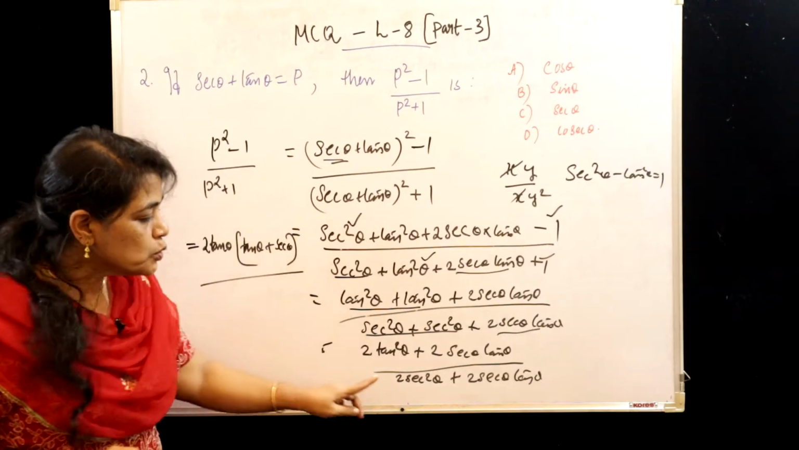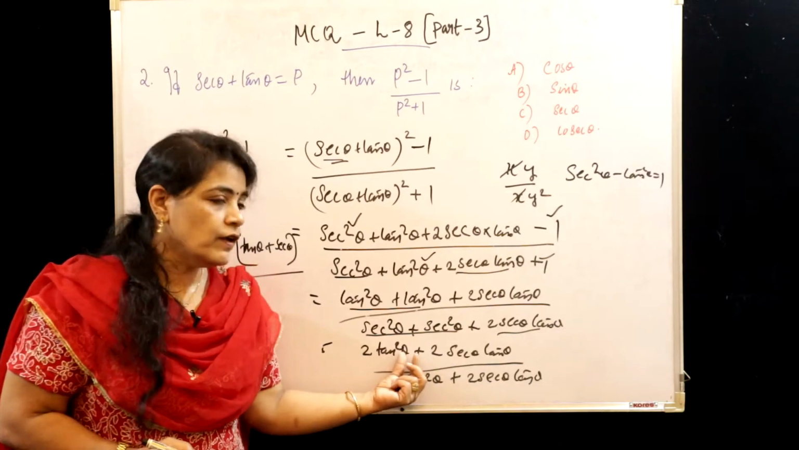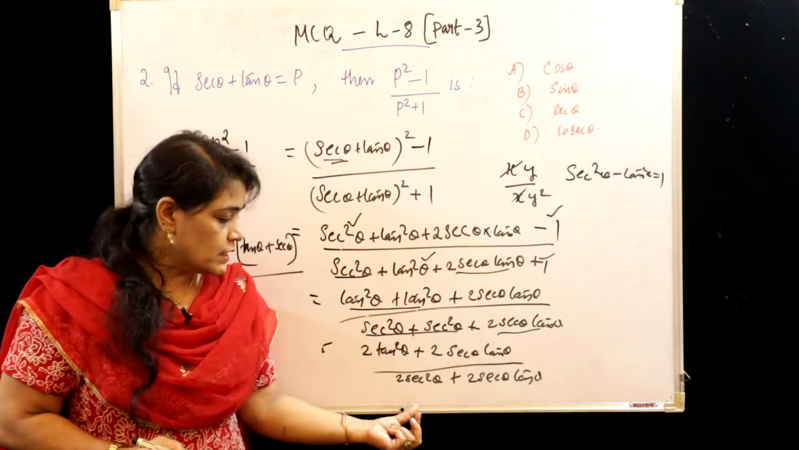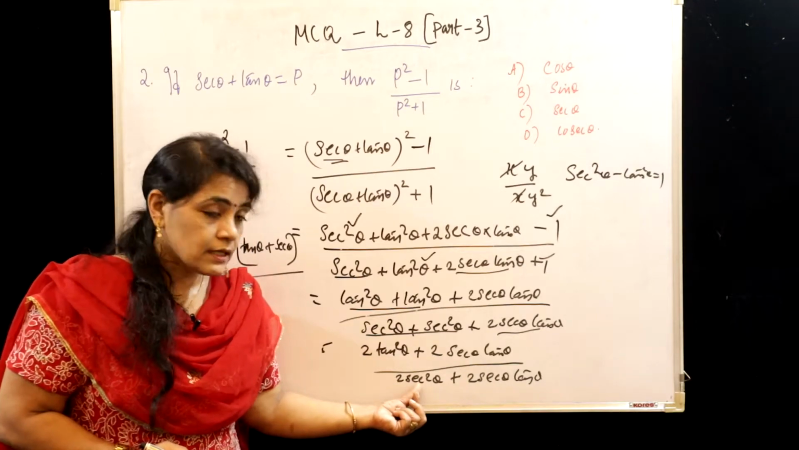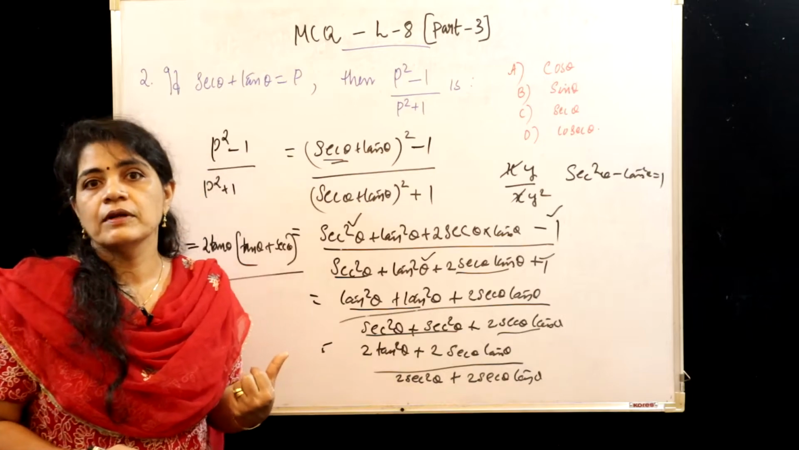divided by, see, 2 sec square theta plus 2 sec theta tan theta. The same way you can take 2 common from the denominator, and at the same time sec square theta and sec theta, one sec theta can be taken outside.